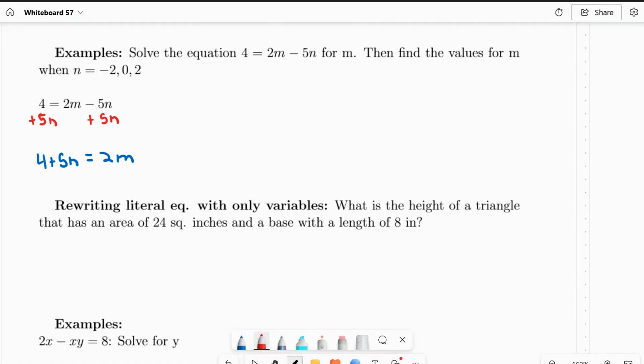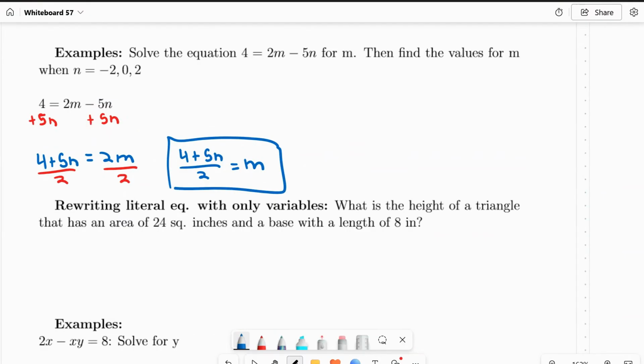Right now, we have 2 times m. In order to undo our multiplication, let's divide by 2 on both sides. For this one, my final equation is going to be 4 plus 5n all over 2 equals m. And I can leave my final solution just like that.